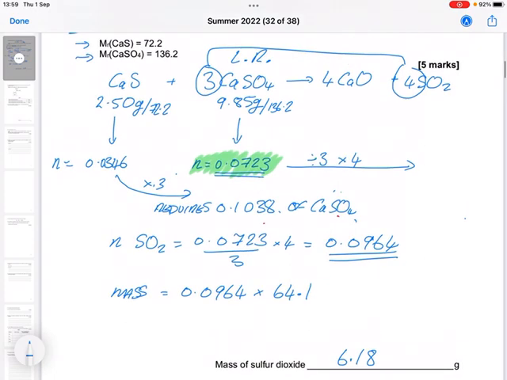So 1 mark for that, 1 mark for this, 1 mark for explaining that calcium sulfate is the limiting reagent. 1 mark for this, so 1, 2, 3, 4, and then 1 mark for that. That's multiplying by the MR, the correct MR.